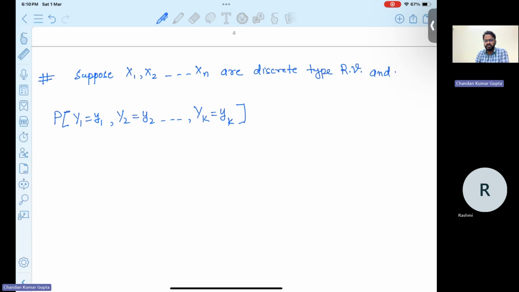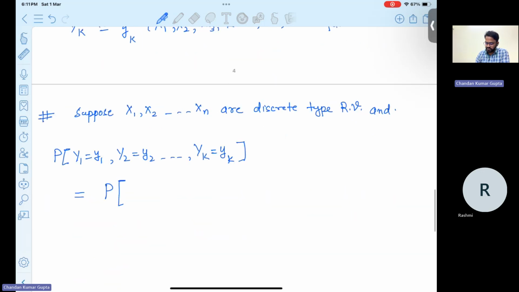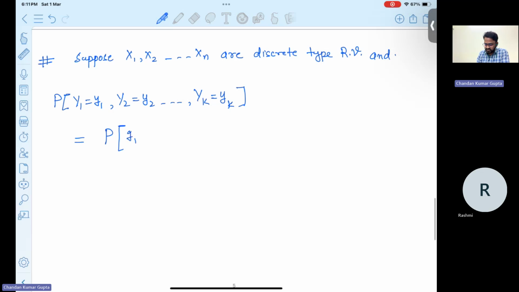This can be defined with the help of the distribution of x only. This is defined as the probability, since y1 is nothing but g1 of x1, x2 up to xn. It is a function of x1, x2 up to xn. So we can replace y1 with g1 of x1, x2, xn, which is equal to small y1. In a similar manner, y2 can be replaced by g2 of x1, x2, xn equal to y2.